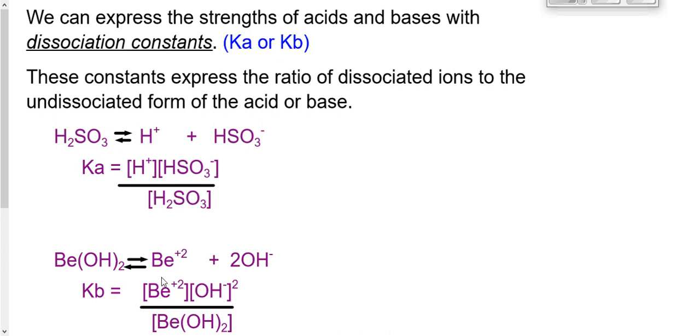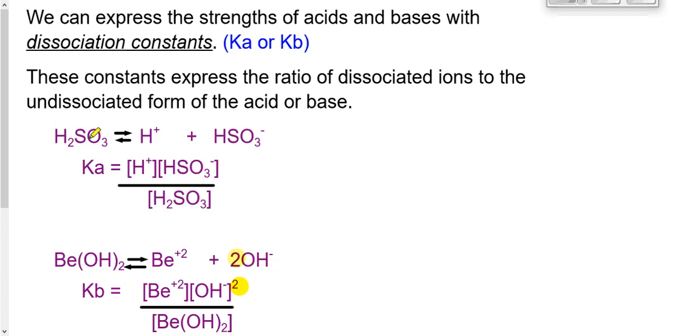For bases, we'll break them apart in the ratios to which they are found. So, for the example of beryllium hydroxide, we're going to get 1 beryllium and 2 hydroxides. We'll have the concentration of beryllium ion times the concentration of hydroxide ion squared. We remember that the 2 in the coefficient becomes the power in the equilibrium expression. This will be over the amount of undissociated beryllium hydroxide.